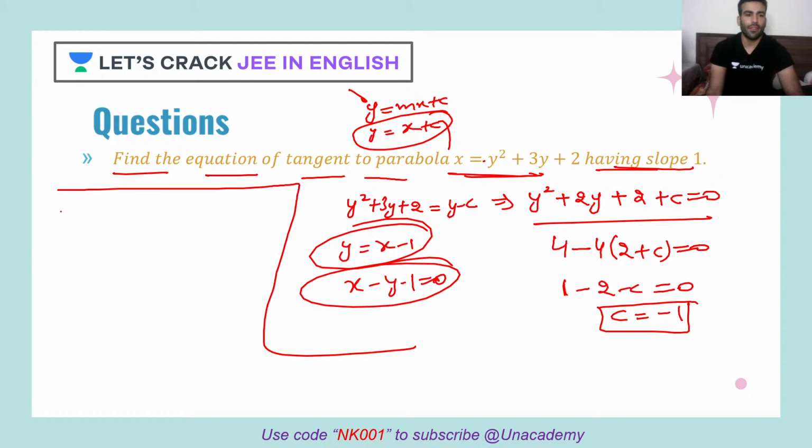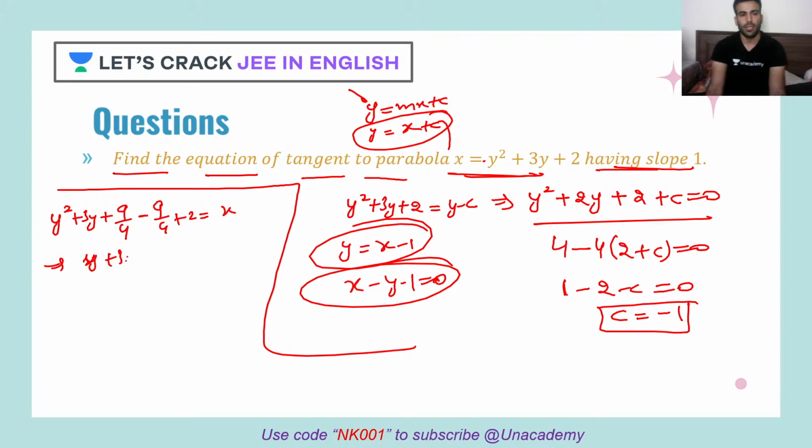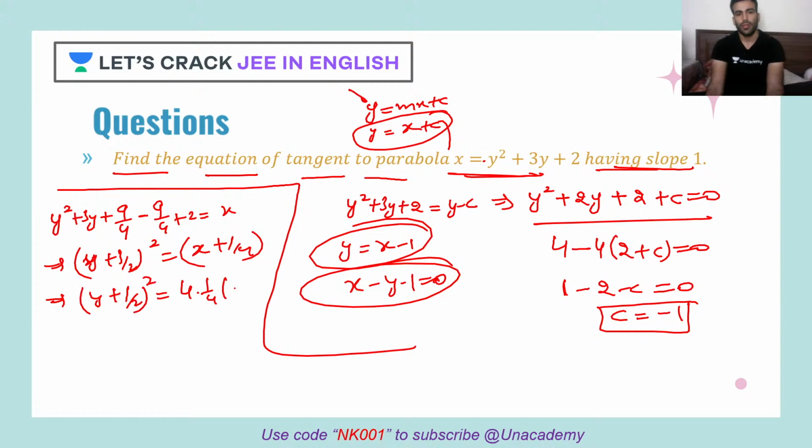See, this can be converted into a perfect square, standard form. How can we do that? See here: y square plus 3y. Half of 3 is 3 by 2, and its square is 9 by 4. So minus 9 by 4 plus 2 is what? X. So what do I get? y plus 3 by 2 whole square is equal to x plus 1 by 4. Right? So this is very much similar to your standard form. Here A is 1 by 4. Clear?